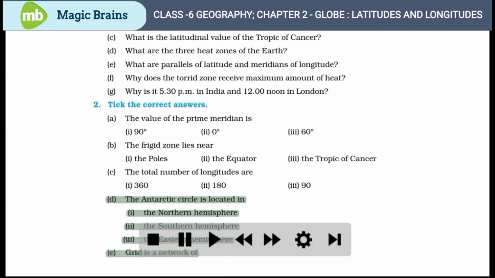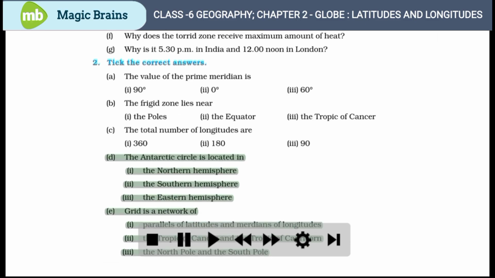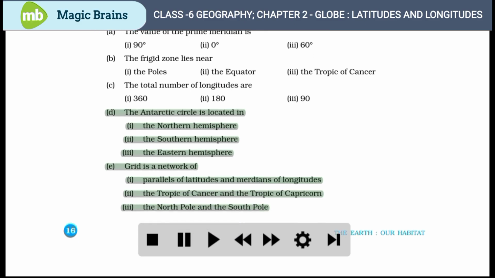D. The Antarctic Circle is located in 1. The Northern Hemisphere 2. The Southern Hemisphere 3. The Eastern Hemisphere. E. Grid is a network of 1. Parallels of latitude and meridians of longitudes 2. The Tropic of Cancer and the Tropic of Capricorn 3. The North Pole and the South Pole.